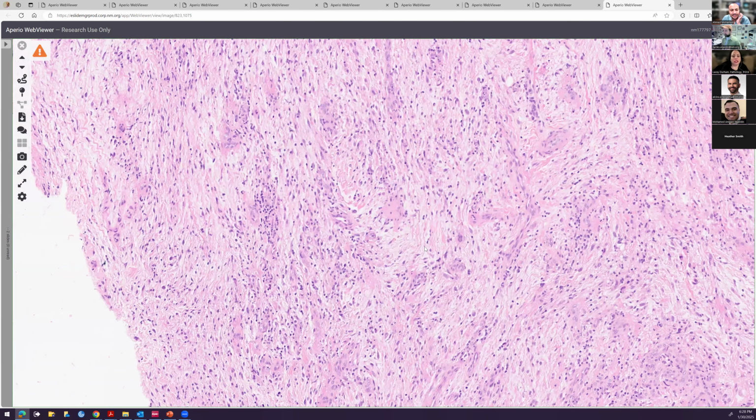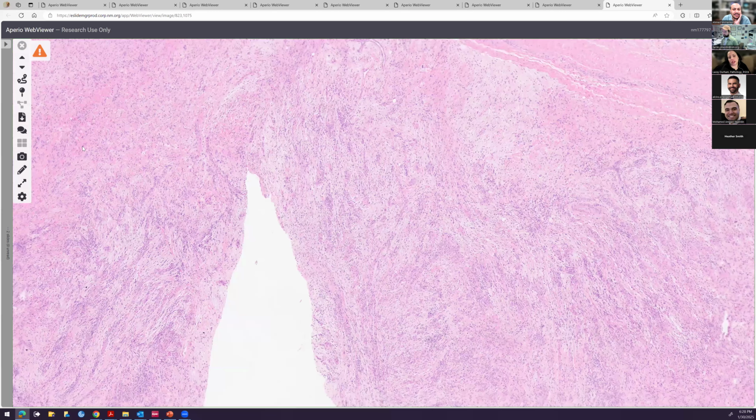Other than that, I'm wondering about low-grade fibromyxoid. That's a good thought. Yeah, that's a good thought. One big thing, though: you have these mixtures of some fibrous areas, some myxoid areas, but generally you're not going to see this level of polymorphism in a low-grade fibromyxoid.